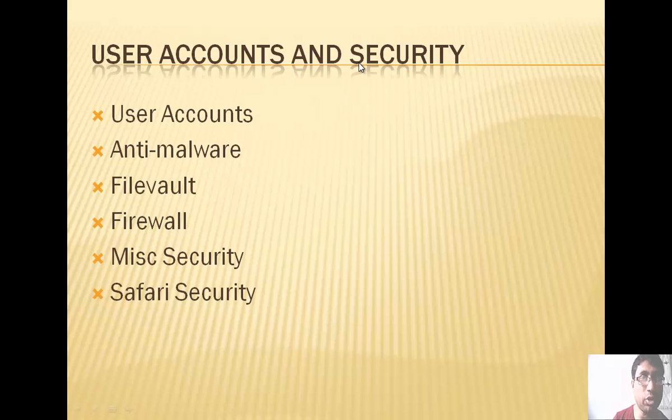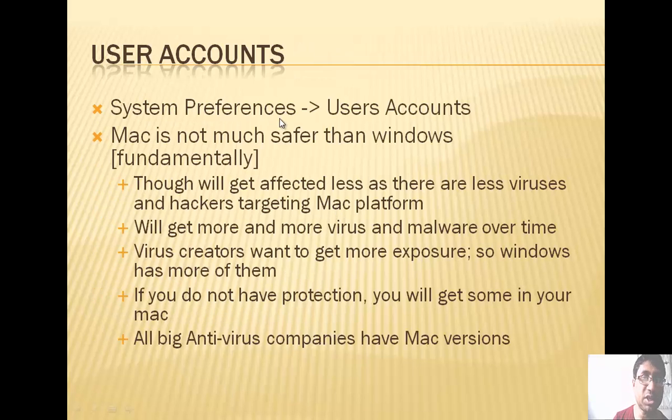Okay, user accounts and security for your Mac operating system. These are the options that we will touch on: user accounts, anti-malware, FileVault, firewall, miscellaneous security, and Safari security. To create or configure user accounts, you have to go to System Preferences, Users and Accounts. System Preferences is also one of the main icons found in the default dock at the bottom.